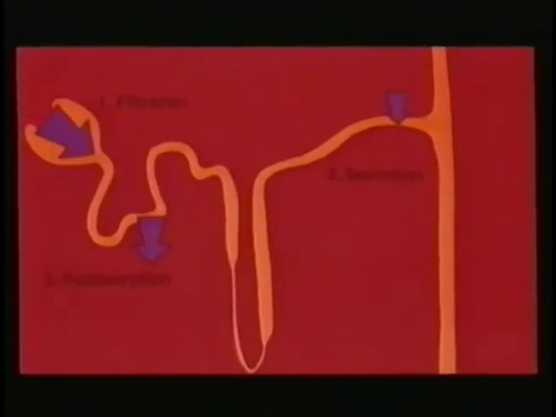Since the kidney is the main route of potassium excretion, constant total body potassium depends on renal function. Potassium is maintained at normal concentration by the renal mechanisms of 1. Filtration, 2. Reabsorption, and 3. Secretion.